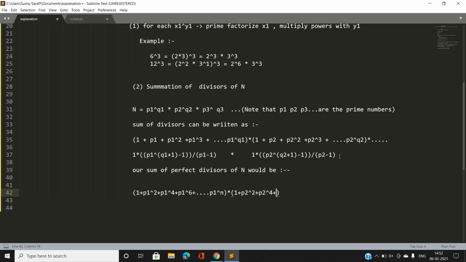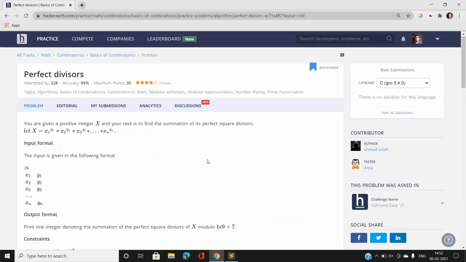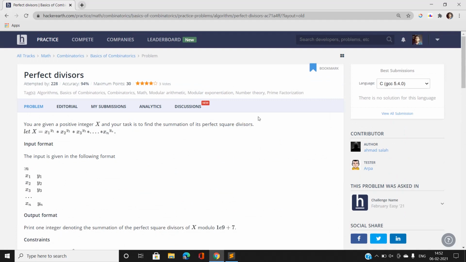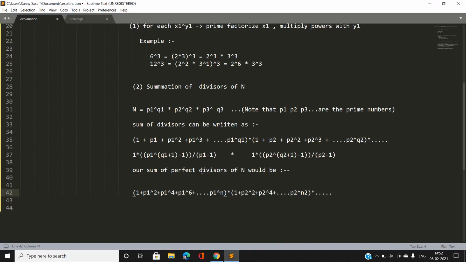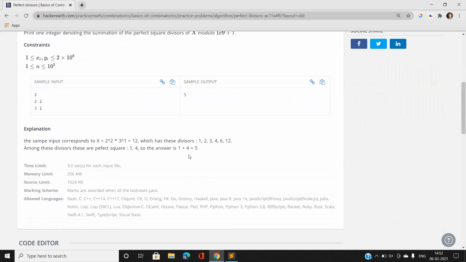Similarly, it is going to be p2 power something less than n1, okay, n2 let's say, and n2 is going to be less than or equal to q2. And similarly, I am going to multiply this for the rest of the state. Note that for perfect divisors, I am always going to use the even powers. Note that because I have to make the perfect divisors, that is perfect square divisors, okay. As you can see, perfect square divisors. So let me write down here also, perfect square divisors of n would be, we are always using the even powers, okay. So let me move on to the code.